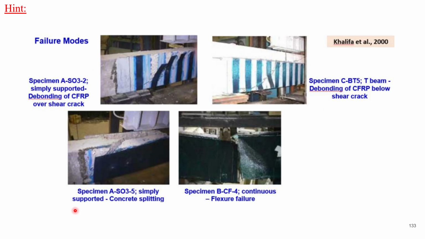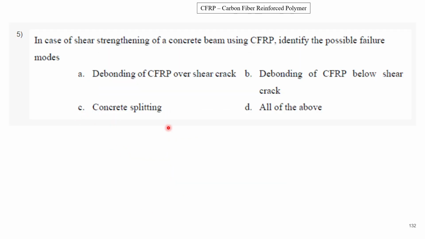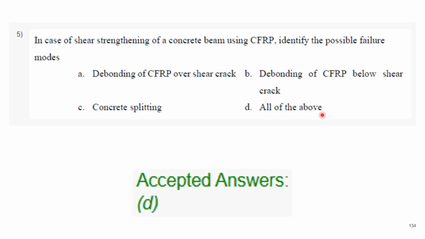And then for simply supported beams, in the shear strengthening case, concrete splitting can also occur. C is also a correct option. Okay, so therefore all the three are correct. So D, all of the above is the correct option.